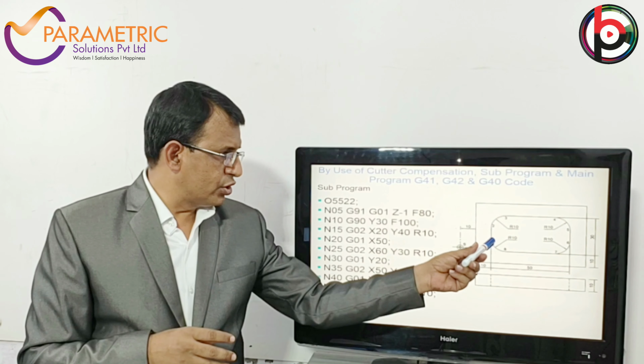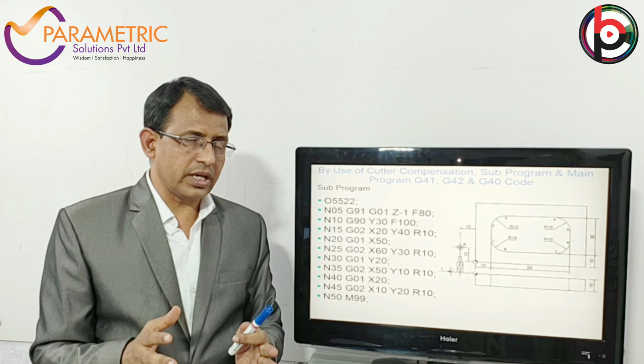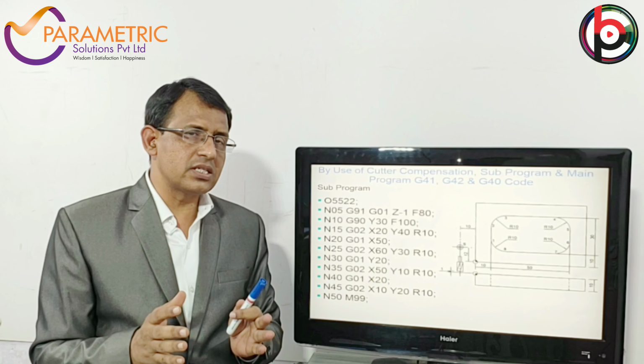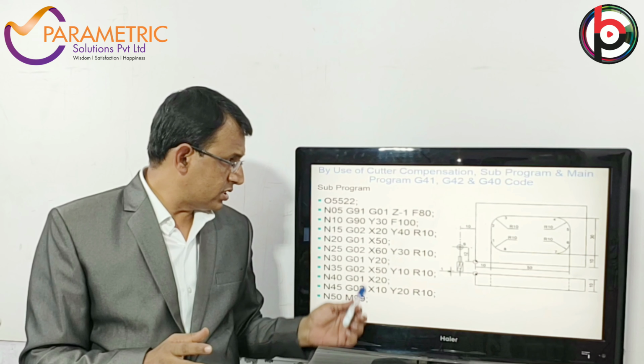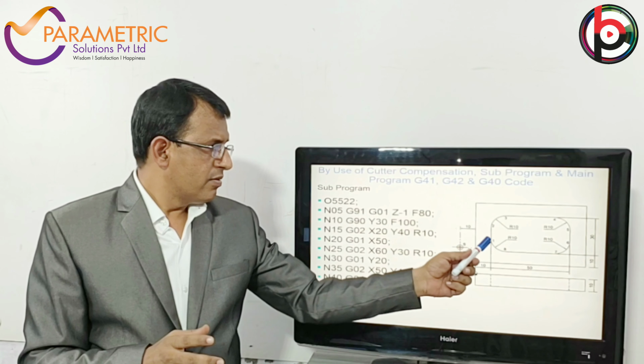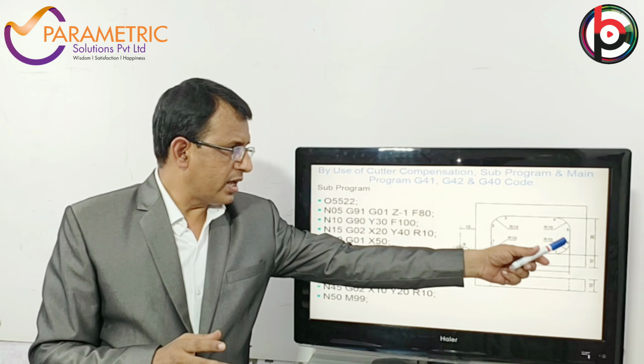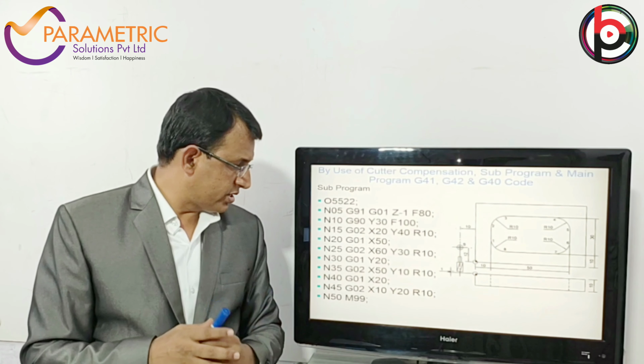The program we are going to stop here for the subprogram. The subprogram always ends with M99. So this is the program of a subprogram. It starts the tool from here and it ends at the same point again.